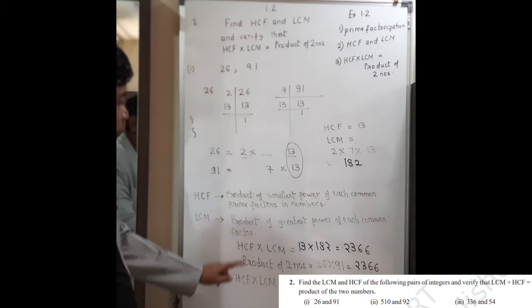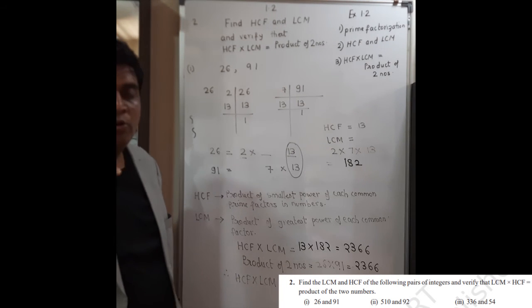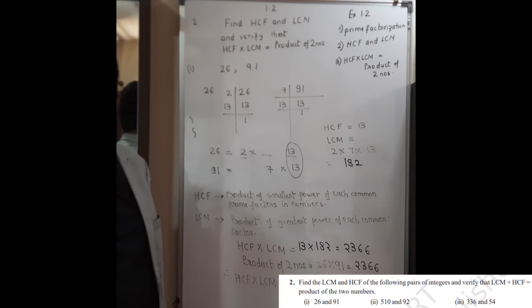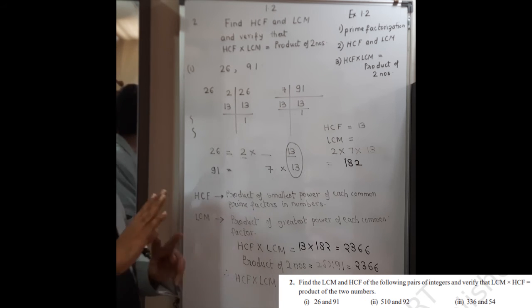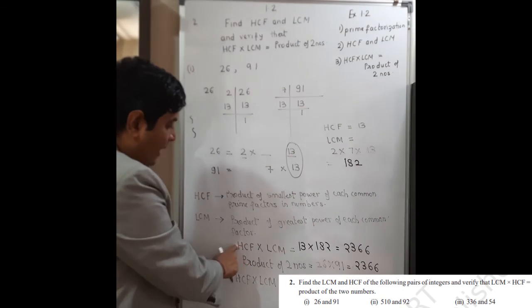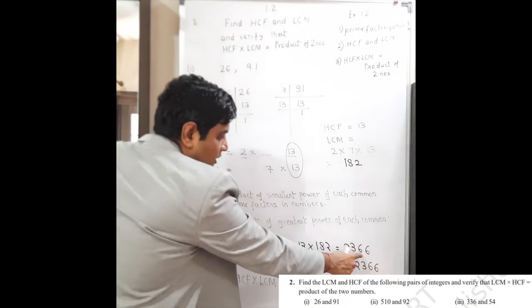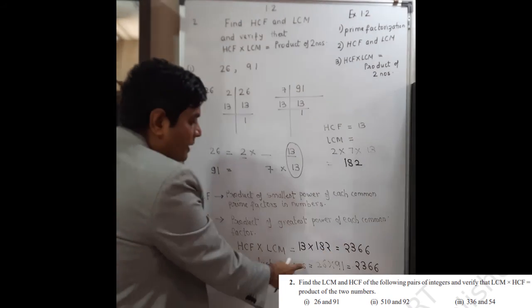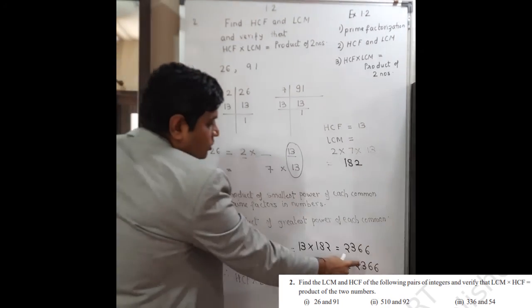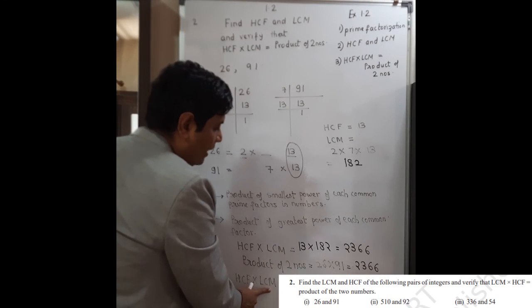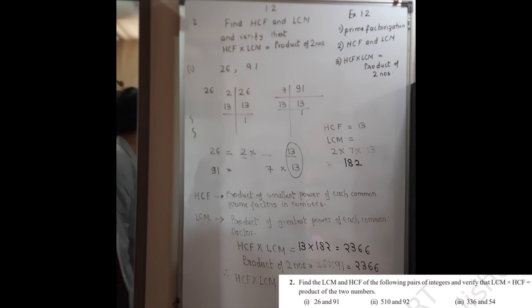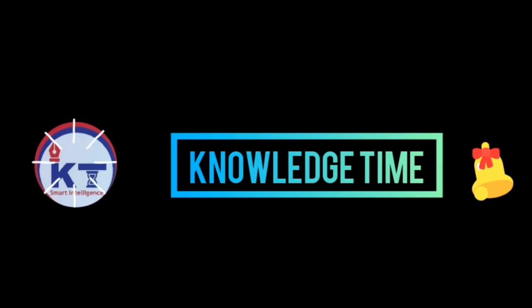So what do you see over here? For two numbers, and always remember this, this formula is applicable only for two numbers. If you have three numbers, this formula is not applicable. So HCF into LCM is the product of the two numbers. You get HCF into LCM is 13 into 182, which is 2366. And the product of the two numbers is also 26 into 91, which is 2366. Therefore, HCF into LCM is the product of the two numbers. Okay, please note down this sum.